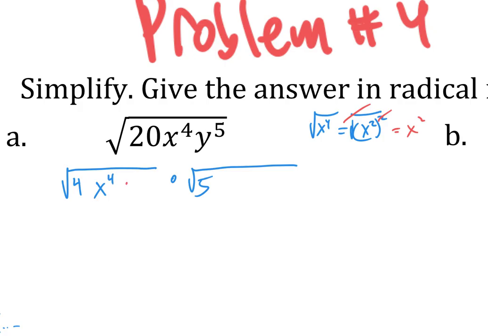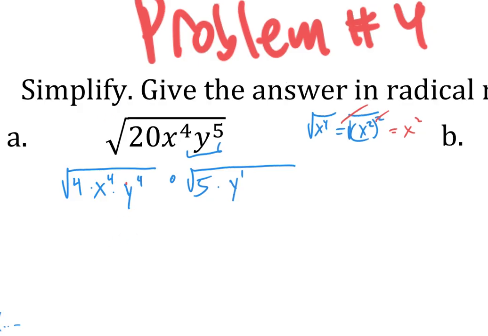Well, can we square root y to the fifth? Nope. But we can square root y to the fourth. Now, I'm going to put y to the fourth there and y to the first here. This is all multiplied, by the way, all multiplication.